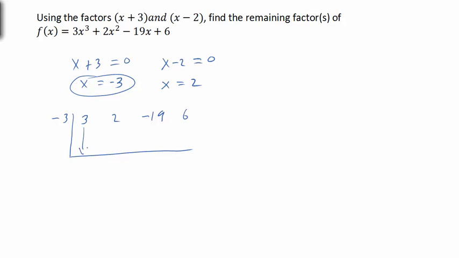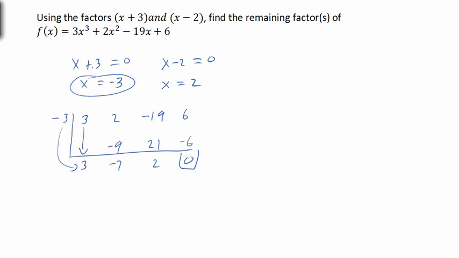Once again, this first term comes straight down. Then you're going to multiply. -3 times 3 is going to give us a -9. 2 and -9 is -7. -3 times -7 is a positive 21. -19 and 21 added is going to be 2. -3 times 2 is a -6. And once again, we know this better be a remainder of 0.